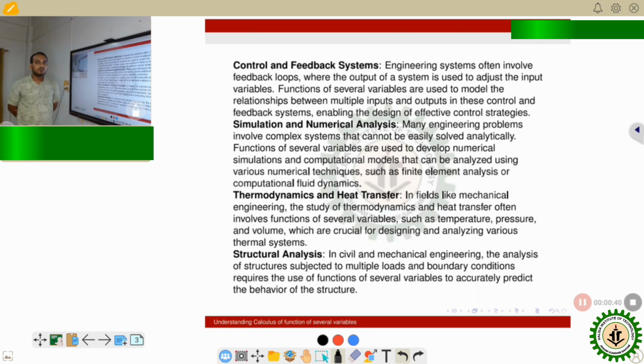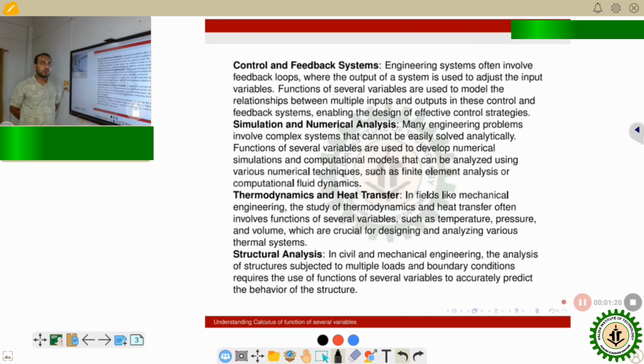So you need to know what functions of several variables are. A function of several variables is basically a real valued function from R cross R to R. That means the input variable is two parameters, but the output is a single parameter. So this type of function can be utilized in several branches of engineering, basically in the system of control and feedback systems, where in an engineering system several times you need the restriction of input to control the output of the system.